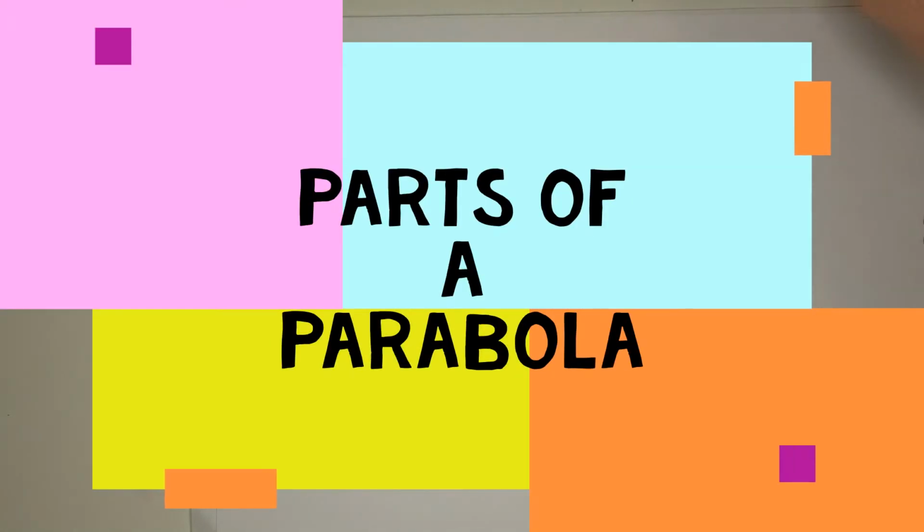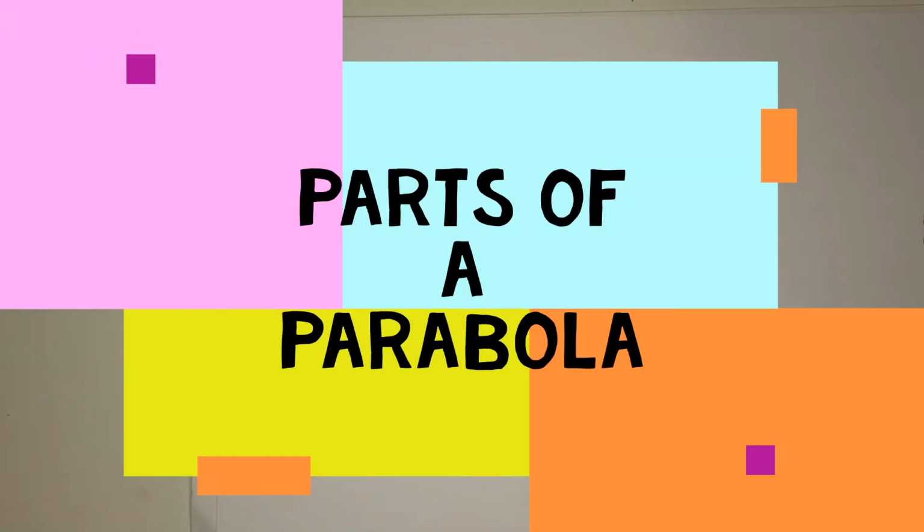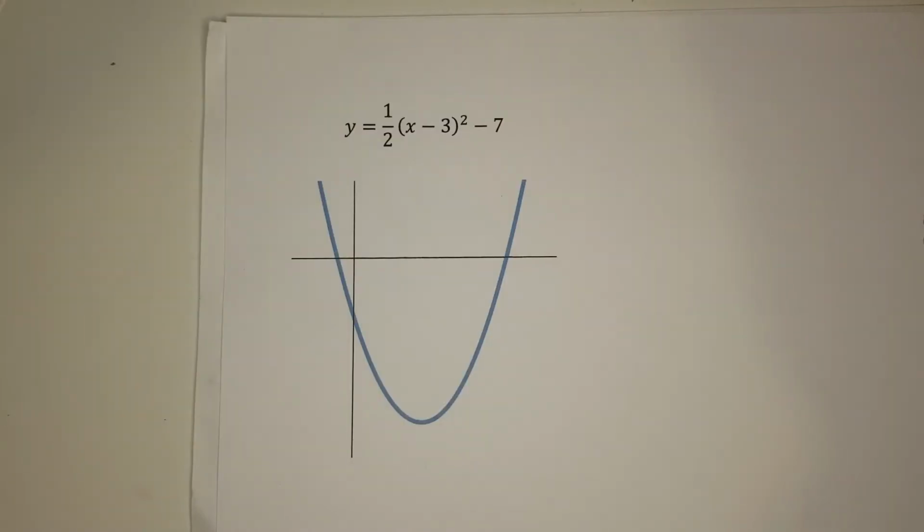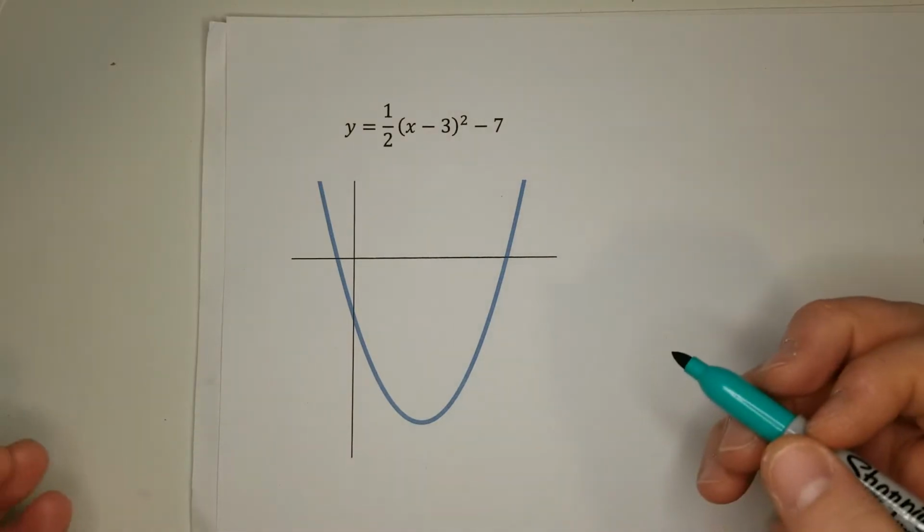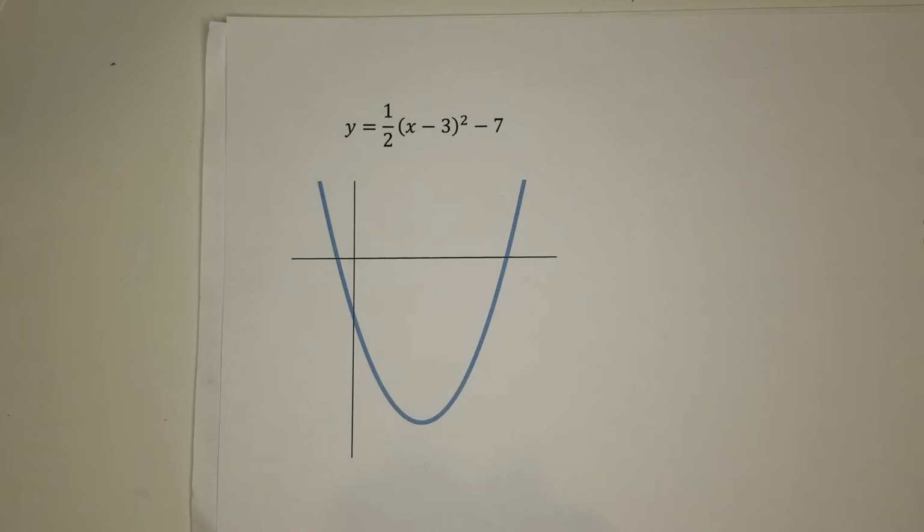Hi, today we're going to look at parts of a parabola that we can see from vertex form. So we're going to start by looking at this equation: y equals 1/2 (x minus 3) squared minus 7. And it's called vertex form because it's pretty easy to read the vertex.